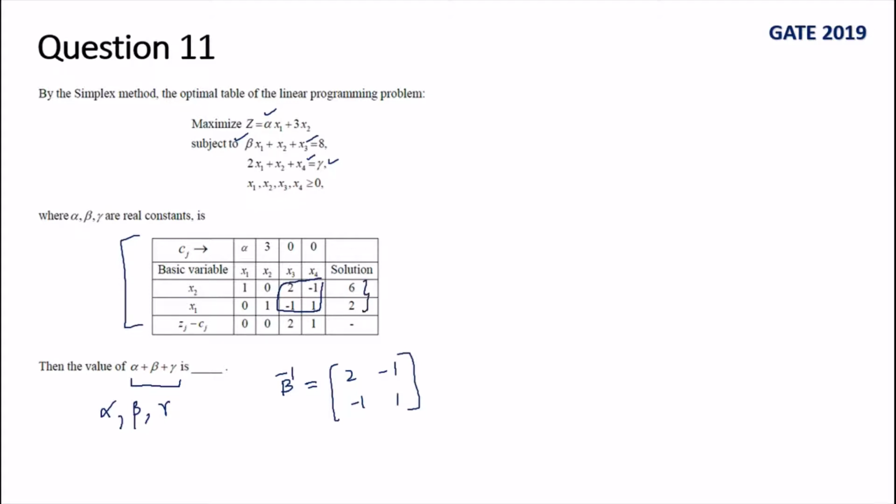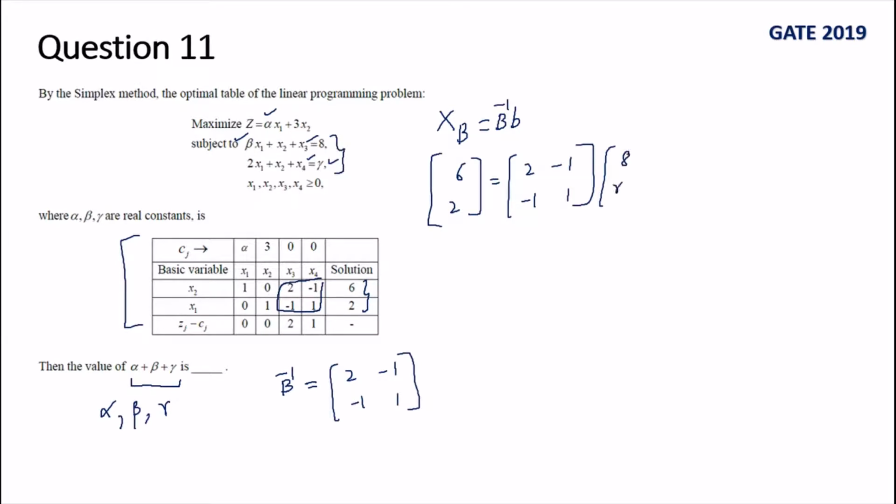Once we get B inverse, we can use formulas to find the values. The first relationship we are going to use is XB equals B inverse times b. XB is the solution known to us, 6 and 2. B inverse we have just found, 2, -1, -1, 1, and b is the original right hand side, which is 8 and gamma. We use this relation because the original right hand side has an unknown, gamma. Now you solve this system and find the value of gamma. Very easily we can solve.